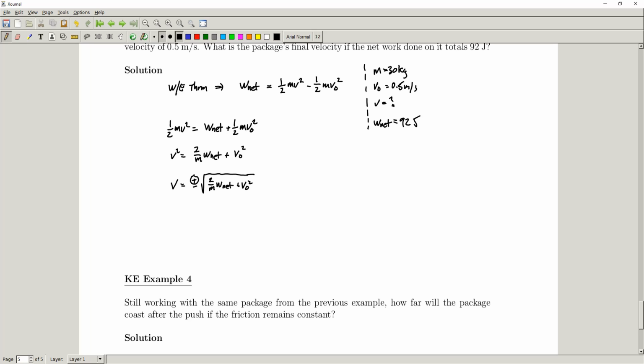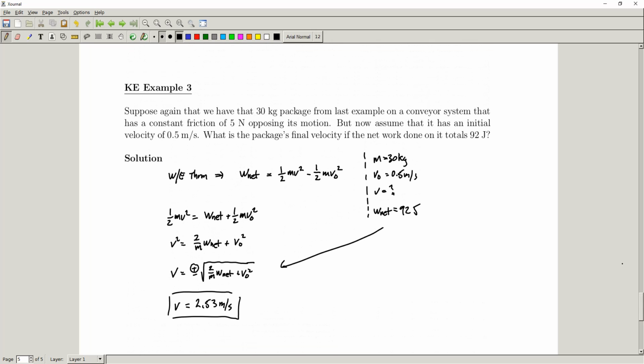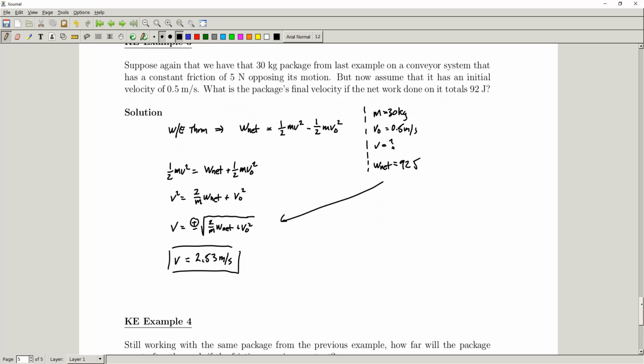We're pushing it in the positive horizontal direction, and so we're going to substitute in numbers. If we substitute in all these numbers over here, and I won't do it right now, we're going to end up with a velocity equal to 2.53 meters per second. Okay, and so that's the final velocity that we find if this thing has 92 joules of net work done on it with an initial velocity of 0.5 meters per second.